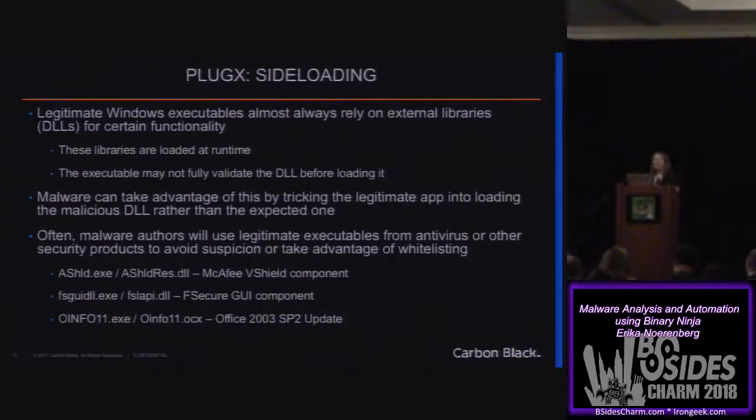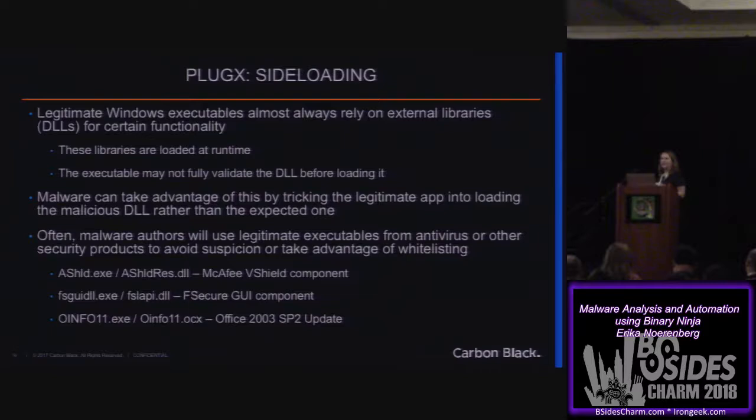So what is side loading? For anybody who's not a malware analyst, legitimate Windows executables, or executables in general, will typically rely on external libraries to do functions. You don't want to statically compile all of these things or rewrite all this functionality that's available in libraries, right? So at runtime, these libraries are loaded by the executable to perform network functions or whatever. But these executables typically don't do any sort of validation before they load these libraries. They just say, I want network.dll. Give me network.dll. And Windows will follow a chain of locations to find those DLLs.